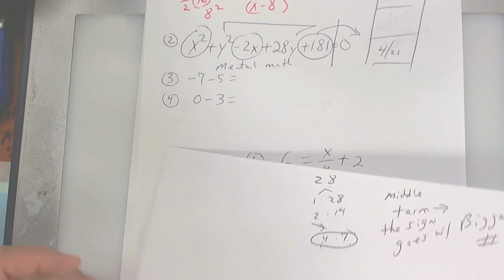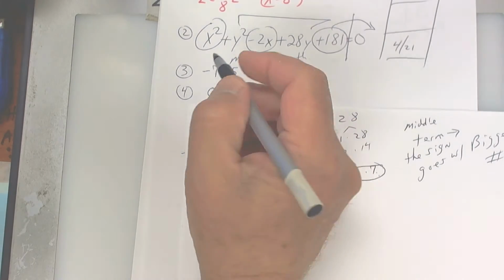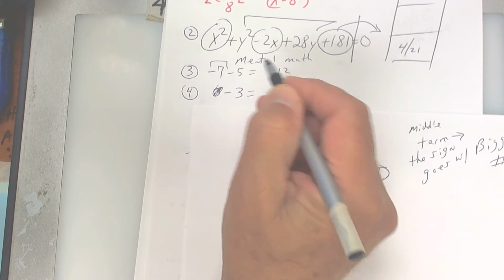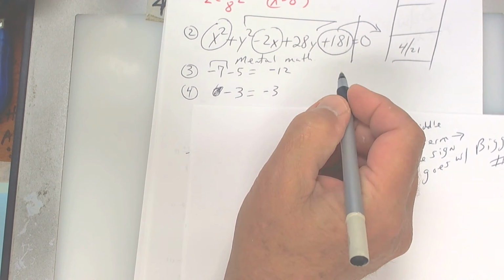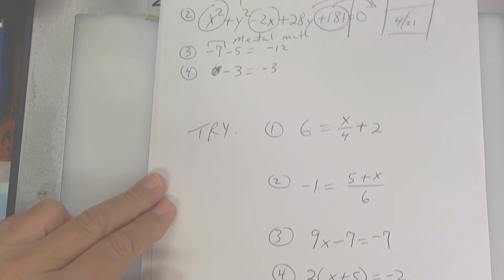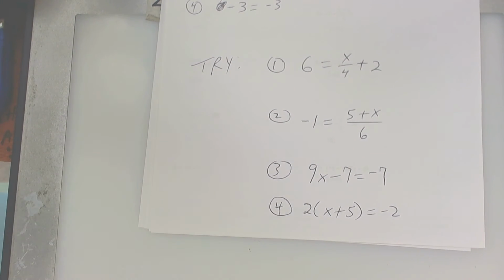Some mental math. Let's try this. Well, these are the same. So that's going to be a negative 12. 0, just scratch it out. It's a negative 3. Okay? All right, on a new sheet of paper, work these 4 problems. Now, if you can't work it, then you need to learn today.